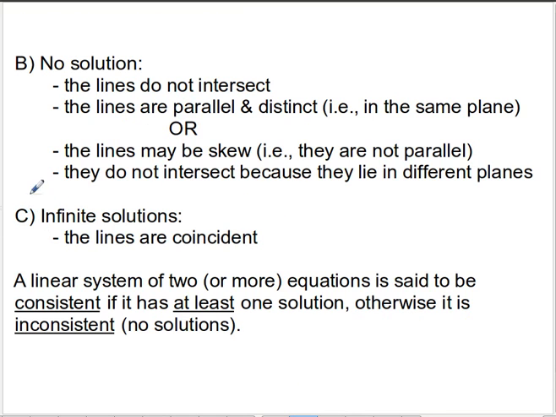And then finally, you can skip over this B part. We already talked about that. Finally, we've got infinite solutions, and that's actually quite simple again. That is, the two lines are coincident.